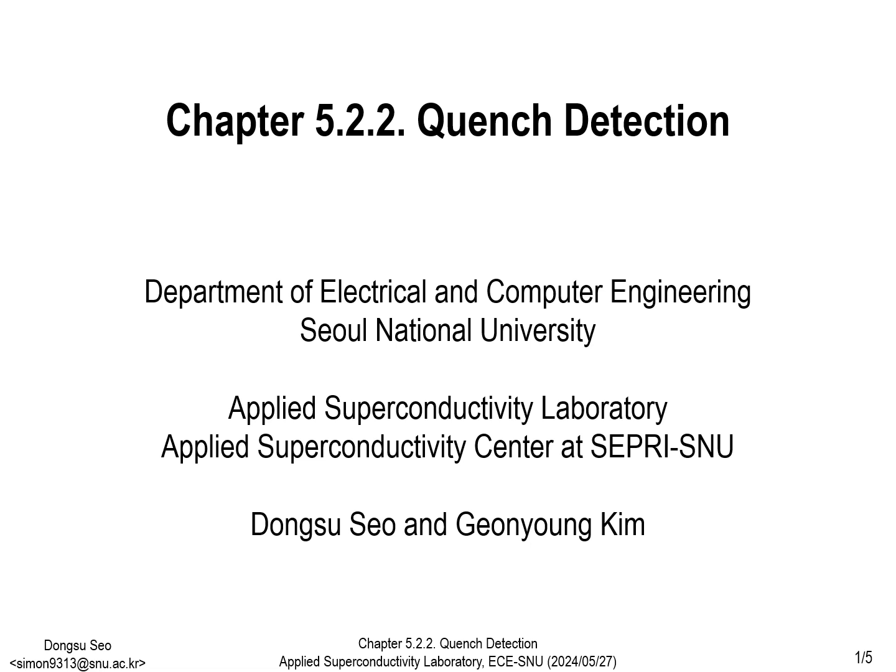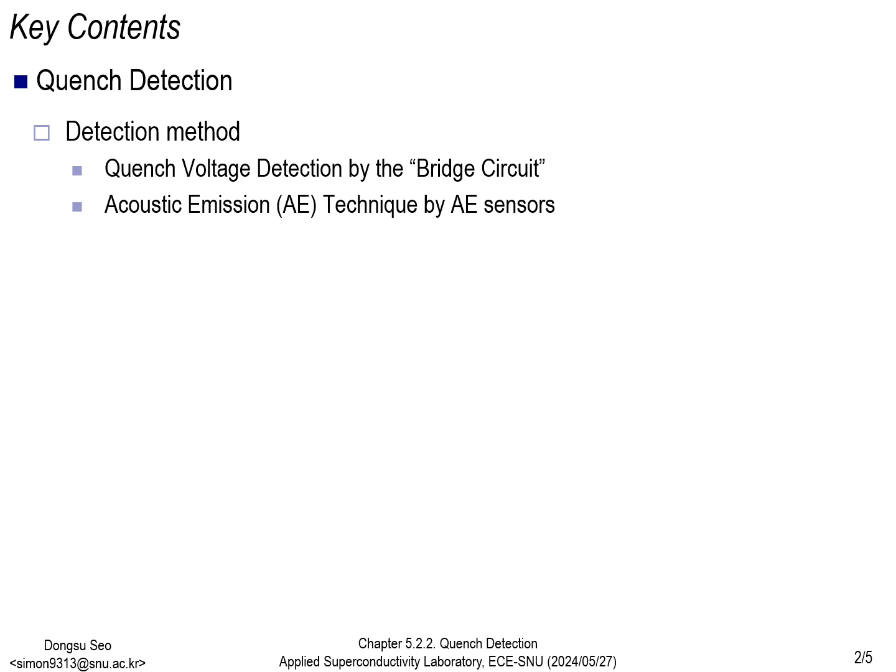Today we will learn about the quench detection. In this lecture, we will cover quench detection in two sections. There are two detection methods to detect a quench before magnet damage occurs. The first method is the quench voltage detection by the bridge circuit, one of the active protection analyses. The later protection chapters will cover more details on active protection. The second method uses acoustic emission sensors to detect the acoustic signals during quench.